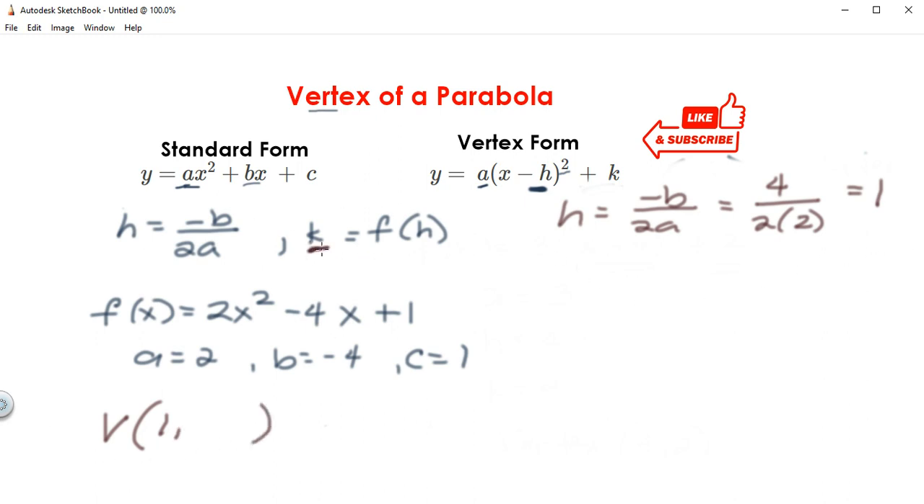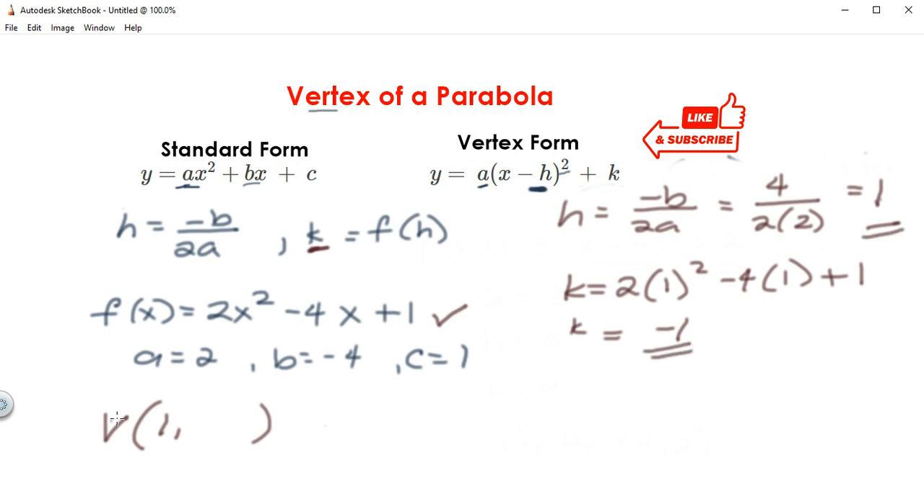So in order for you to find k, k is equal to f of h, so substitute this into your x. That's going to be 2 times 1 squared minus 4 times 1 plus 1. And that's going to be 2 minus 4, that's negative 2, plus 1, that's going to be negative 1. So therefore, your k is negative 1. So these are the coordinates of your vertex for this quadratic function here.